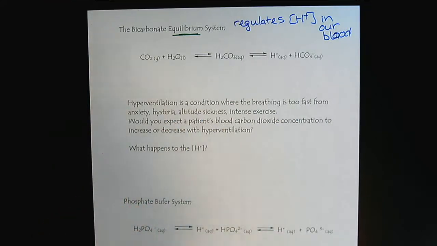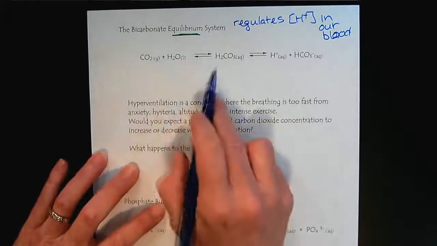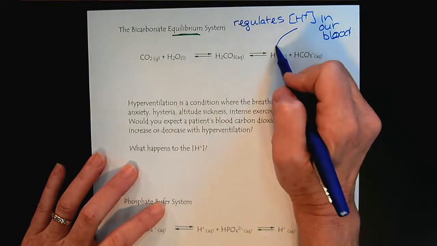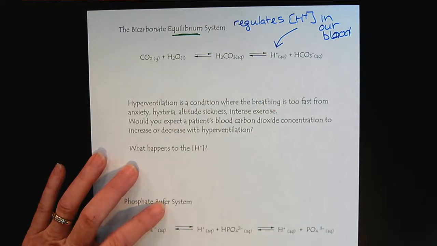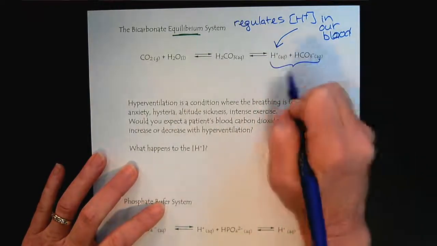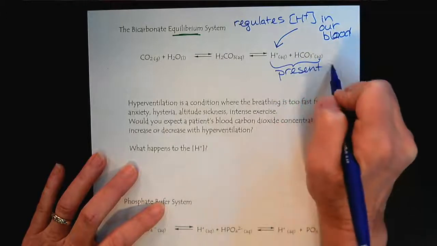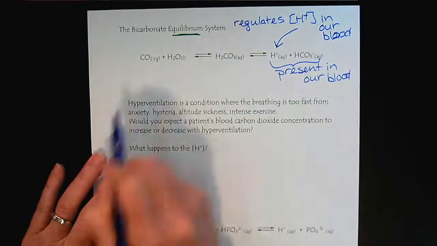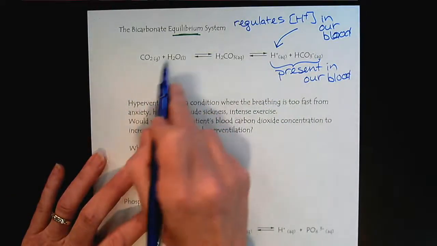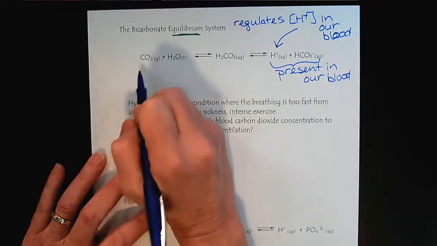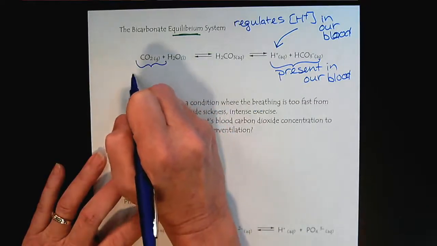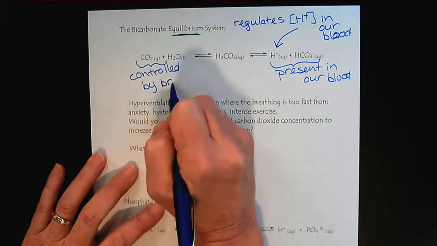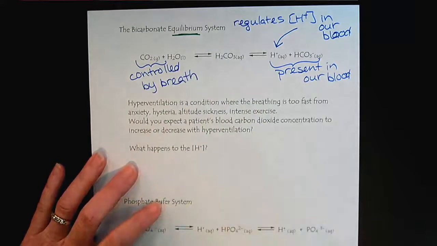So this is a very important system to understand, and we need to understand it in the context of dynamic equilibrium. Alrighty, if we look here, here is our carbonic acid, and then these would be the hydrogen ions, or the protons, in our blood, and the bicarbonate. So these are present in our blood. And then our breath contains CO2 and water, but we'll just focus on the CO2. This is controlled through our breath. So now we can link this all together.